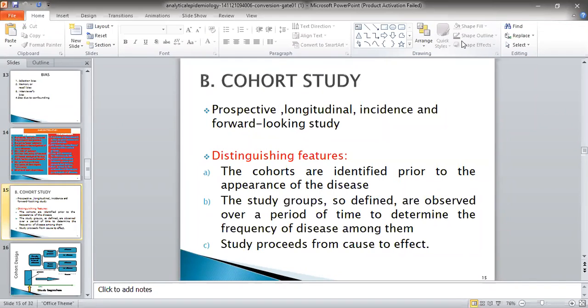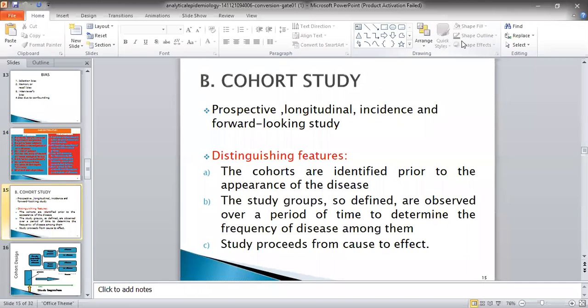First of all, we have to know about what is cohort. Cohort group is basically defined as a group of people who share or experience common characteristics within a defined period of time. For example, age, sex, occupation, exposure to drug, etc. So cohort group is the group that is having or experience common characteristics with each other.